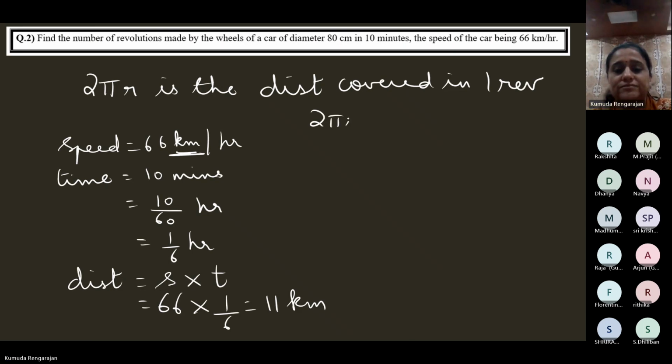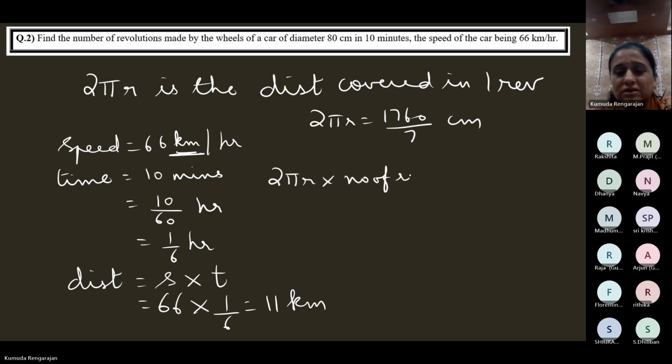2 pi r is 1760 by 7 centimeters. Okay. Now we have to find the number of revolutions. So the number of revolutions will be the total distance by the distance covered in one revolution. So 2 pi r is the distance covered in one revolution. The distance covered in one revolution, 2 pi r, into the number of revolutions will be the total distance covered.